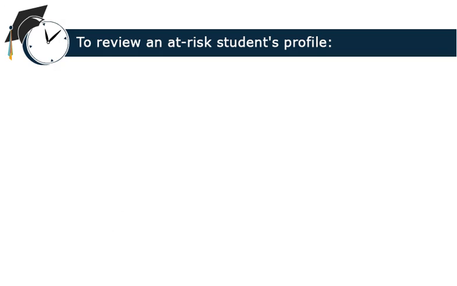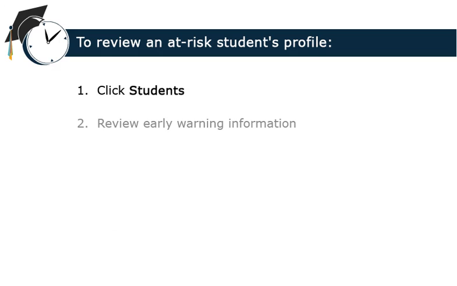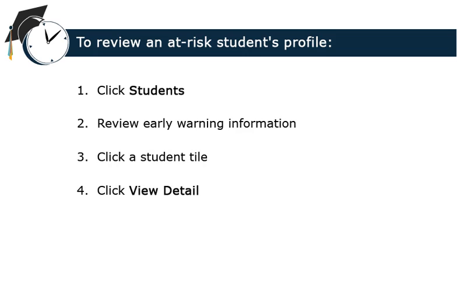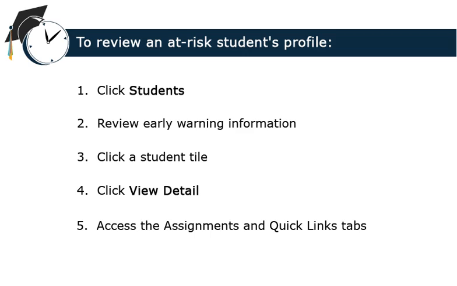Remember, to review an at-risk student's profile, first click Students. Then review the early warning information on the student's tile. Click the student's tile to see an overview of his performance. Click View Detail to see additional information and to access the full list of the student's assignments and quick links to his student pages.